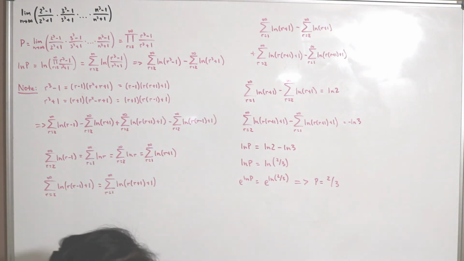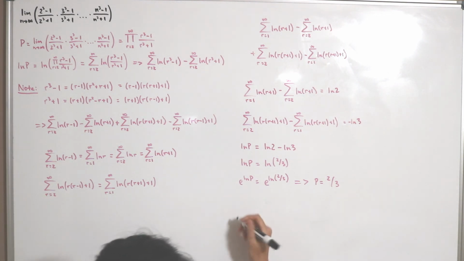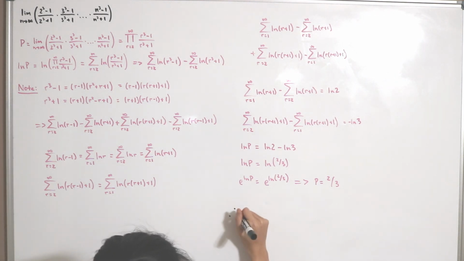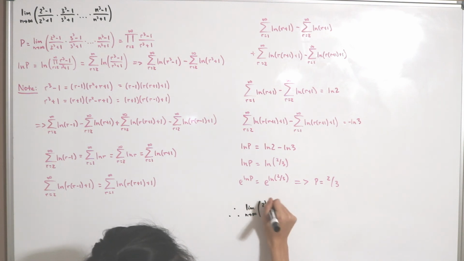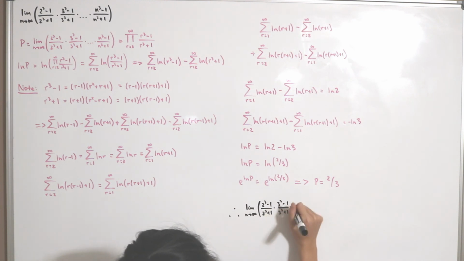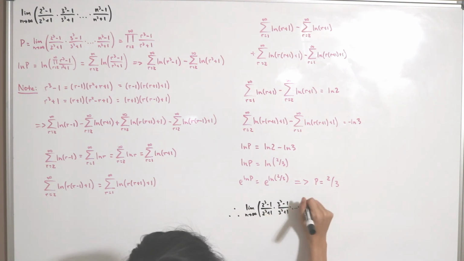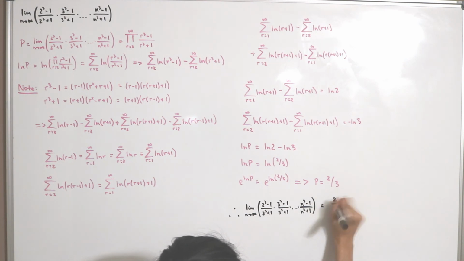All right, let me write the final conclusion. Just write this in black. So, therefore, our limit as n approaches infinity of the product of (2^3 minus 1) over (2^3 plus 1) multiplied by (3^3 minus 1) over (3^3 plus 1), and the series continues to (n^3 minus 1) over (n^3 plus 1), is equal to 2 over 3.